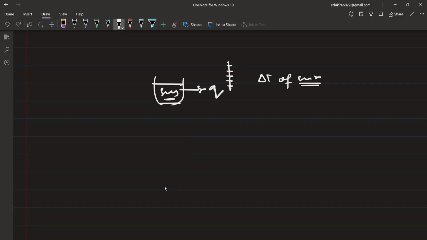Now this measurement will not be accurate, because heat is going here also, heat is going here also, and you have put the thermometer here. So we have to set up a very specific, very precise device so that we can measure the change in temperature of the surroundings as accurately as possible.